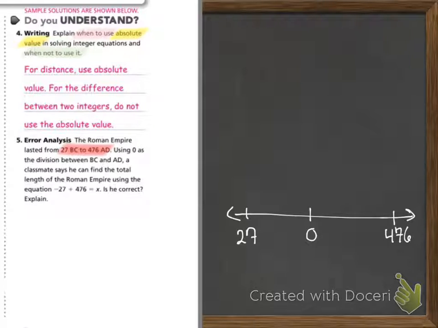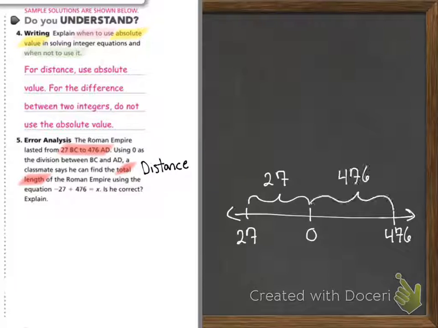So using the trick we just used in the abyss problem, let's see how we can find the length of this for total length, so distance. Well, 0 to 27 is 27, 0 to 476 is 476, so if you add those together, you get 503. Okay, so the length of the Roman Empire was 503 years. Now let's try it using our definition.